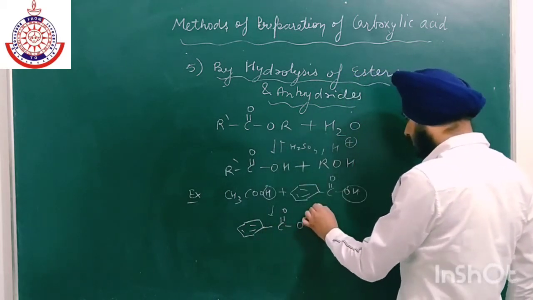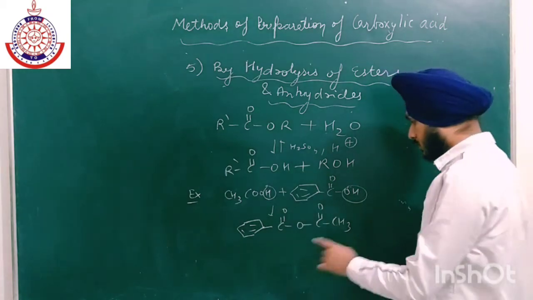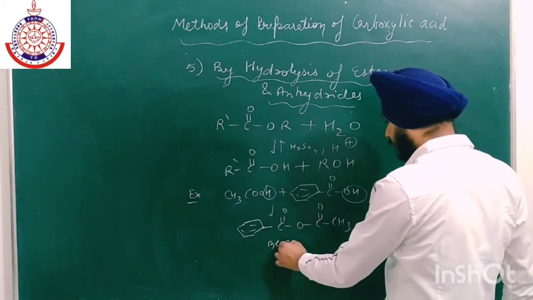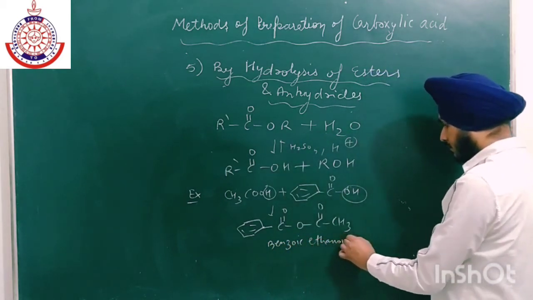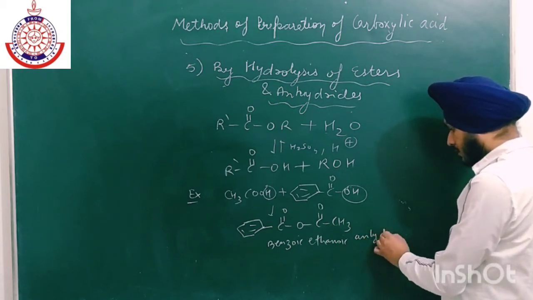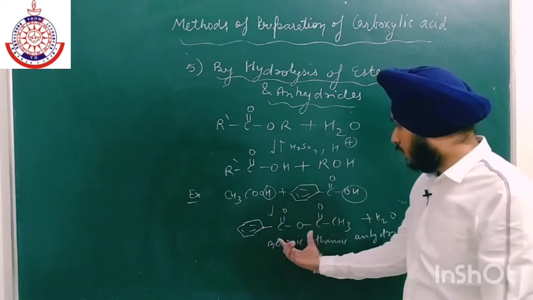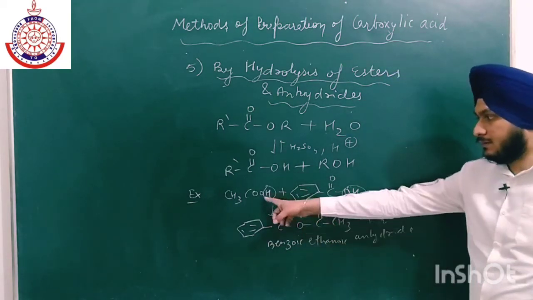COO, C double bond O. This is anhydride and the name of this group is benzoic ethanoic anhydride, plus water will leave. Now again do the reaction of benzoic ethanoic anhydride with water, we will get these two products.